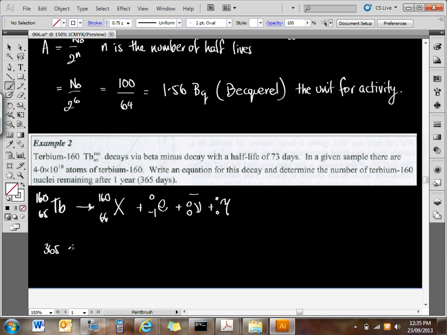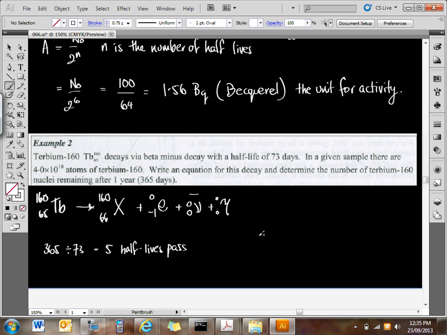365 days, 1 year, divided by the half-life of 73 equals 5. 5 half-lives pass. What do I use to calculate the number of nuclei remaining?